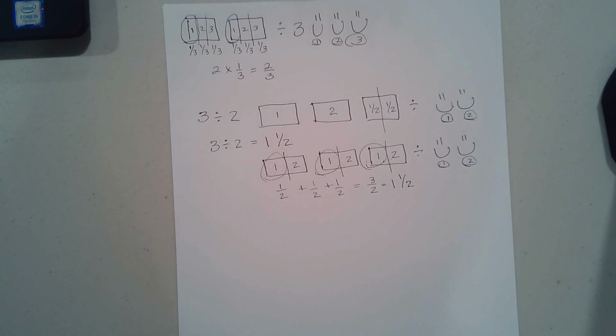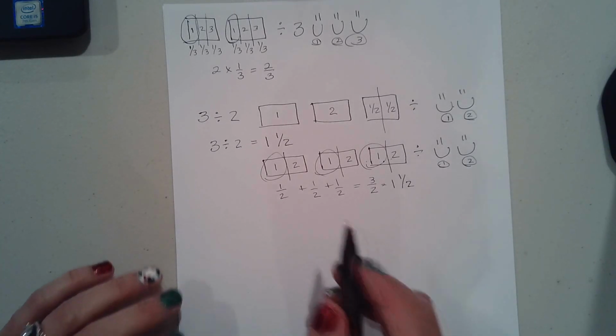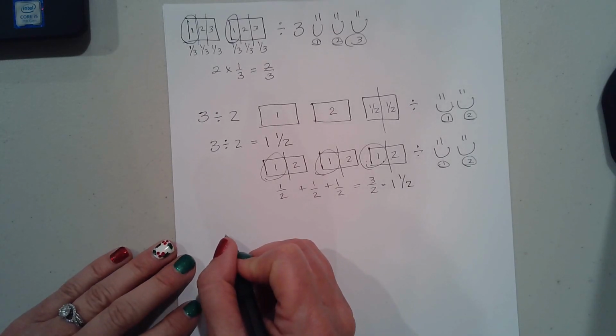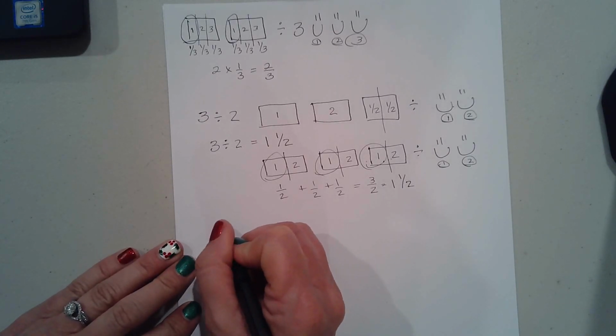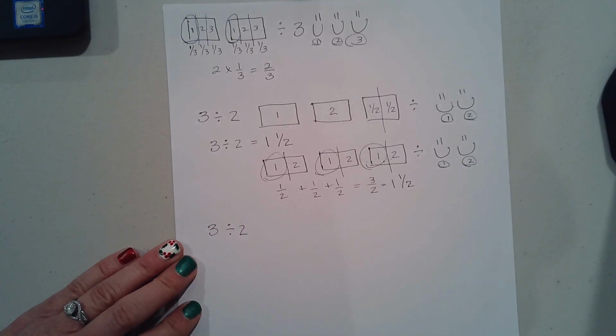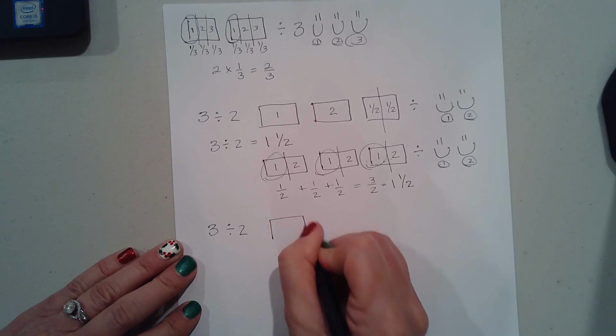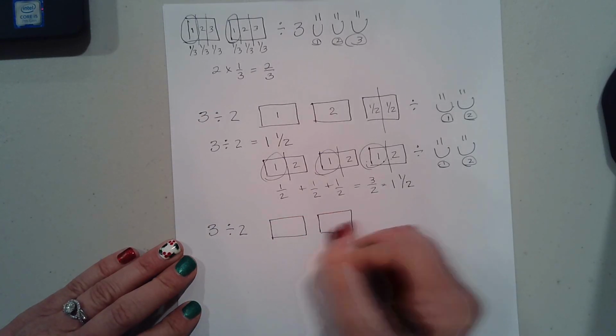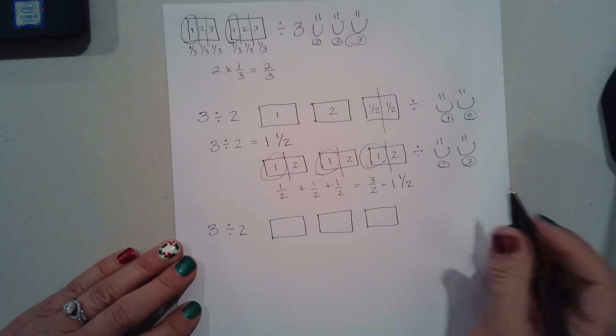All right. Our next problem is going to be, now listen to this. What if I have 3 again? What if I go, okay, so let's go 3 divide 2. Another way of doing this. And gosh, I guess it's just one more way to do this.